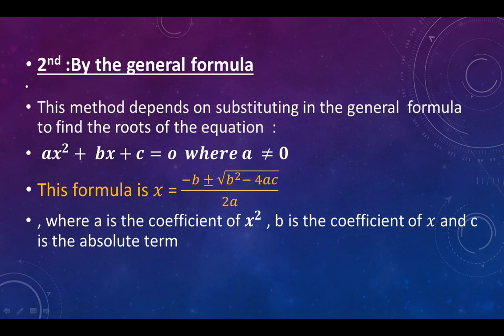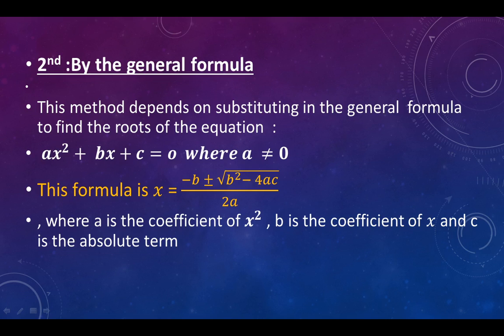The second idea in this lesson will be finding the solution set of a quadratic equation by using the general formula. Okay, let's revise first the general formula. This method depends on substituting in the general formula to find the roots of the equation ax power 2 plus bx plus c equals 0, where a is not equal to 0.